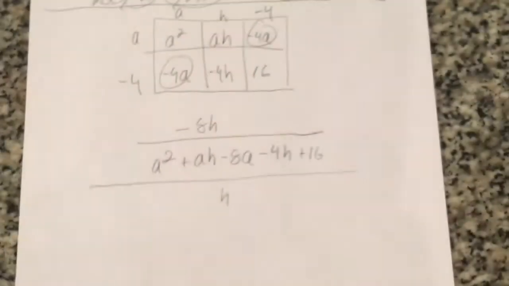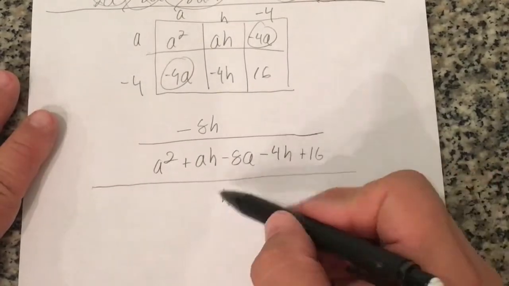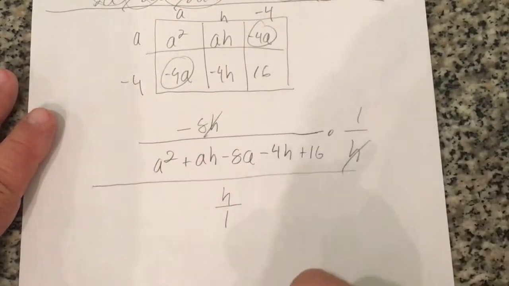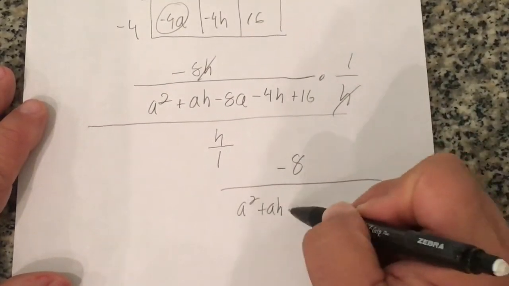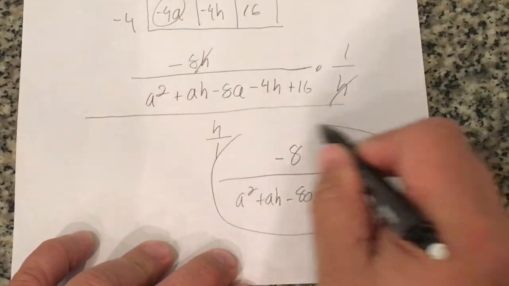If you recall, in the beginning, the difference quotient is all over 8. So I did all my arithmetic, and then I put it over 8. So now, all I have to do is KFC this. This is technically h over 1. So I'm going to multiply it by 1 over 8. You'll notice this h and this h cancel out. My final answer is going to be negative 8 over a squared plus ah minus 8a minus 4h plus 16. And that's my difference quotient.